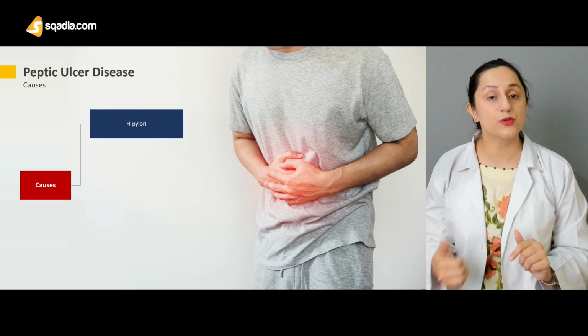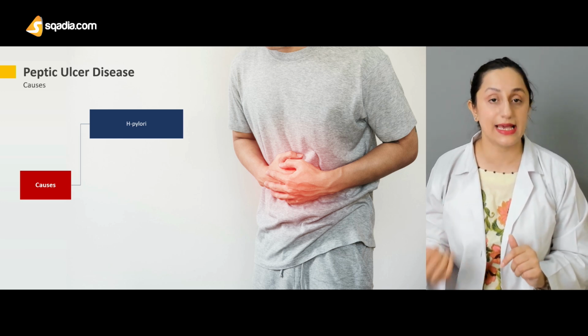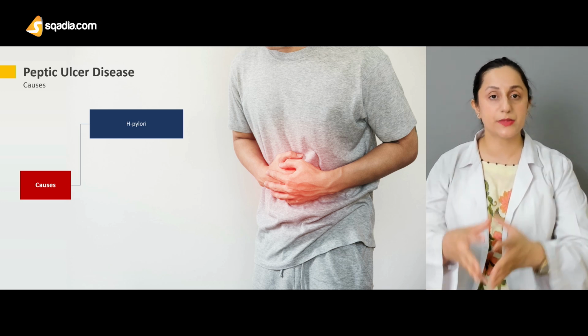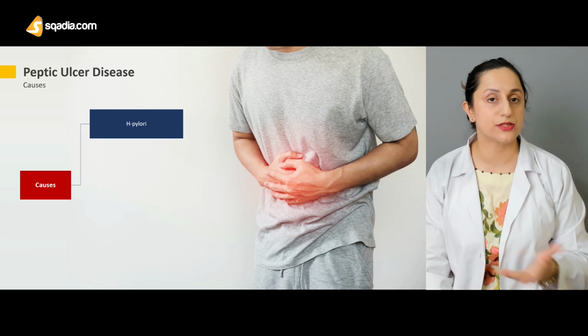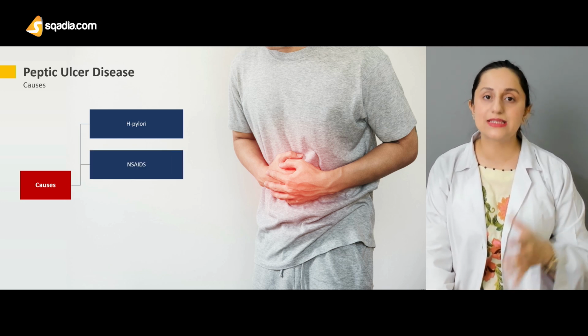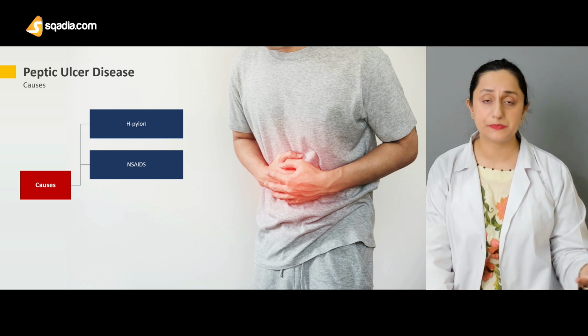It's the foremost investigation that you basically carry out for these patients: carry out the H. pylori antibody test. If it comes positive, there's a particular regimen that you'd be following. Then we have the NSAID-related peptic ulcerations.